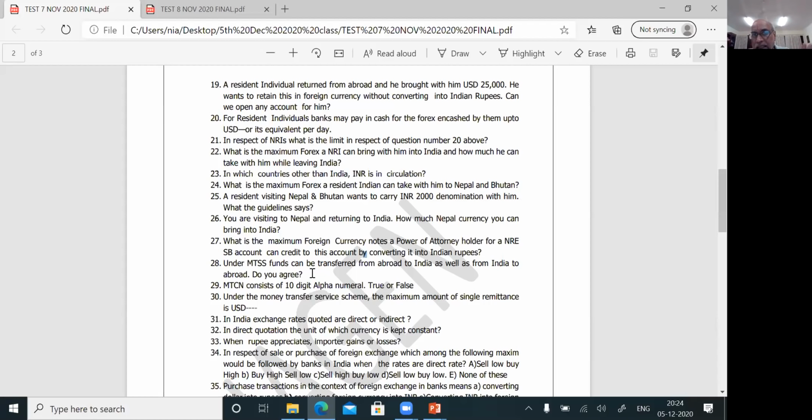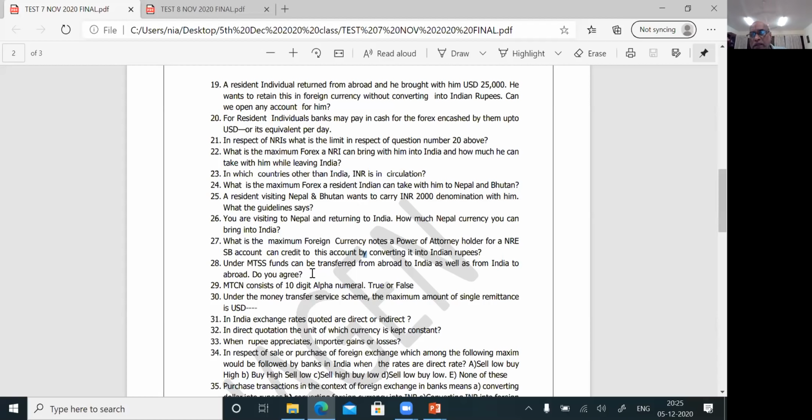So the remitter can send a maximum of 30 remittances in a year. That point you should know. Each remittance maximum is $2,500 or its equivalent, either US dollar or its equivalent currency. The maximum is $2,500 only.